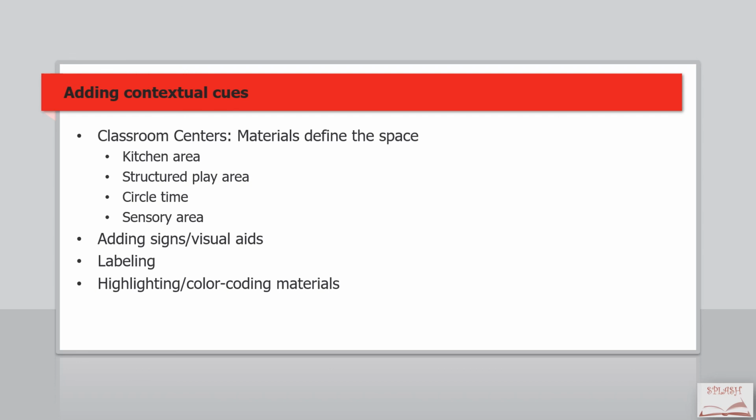It is a good idea to add signs to identify each area. This supports both student and adult understanding of what takes place in each area. Labeling, highlighting, and color coding could also be used to provide information about the activity.